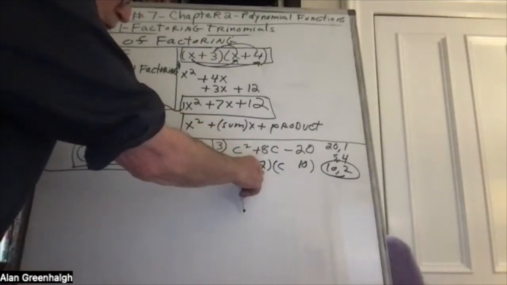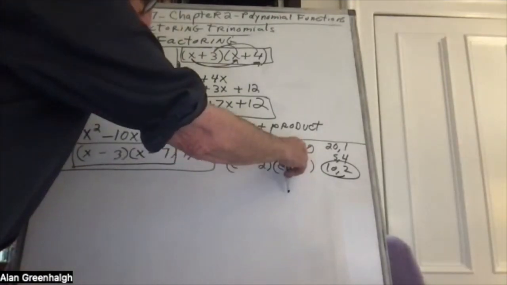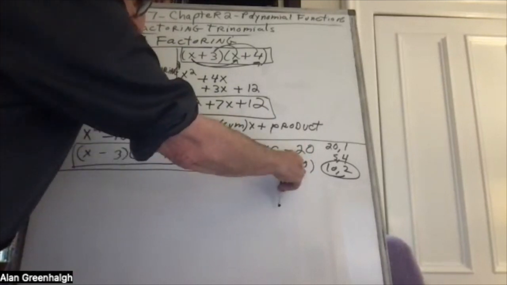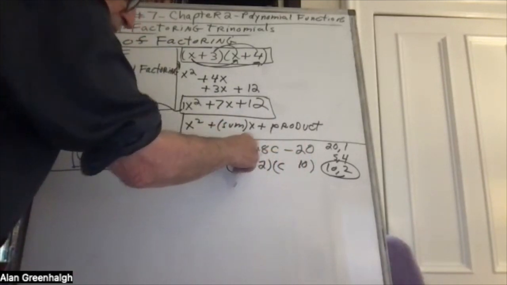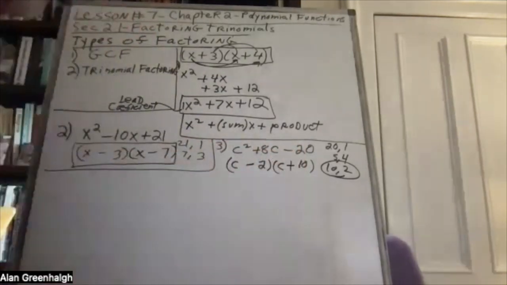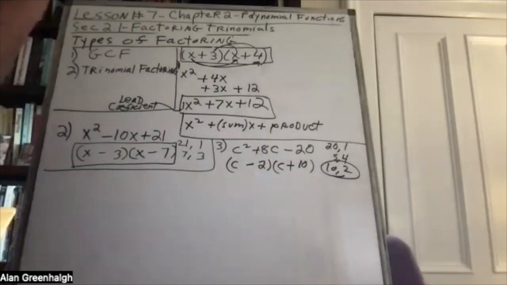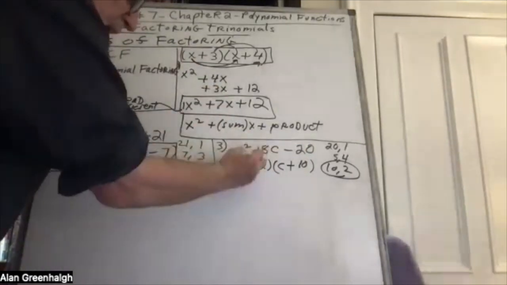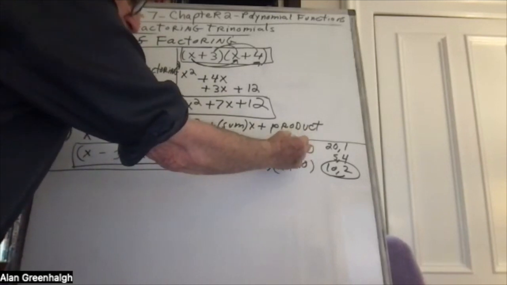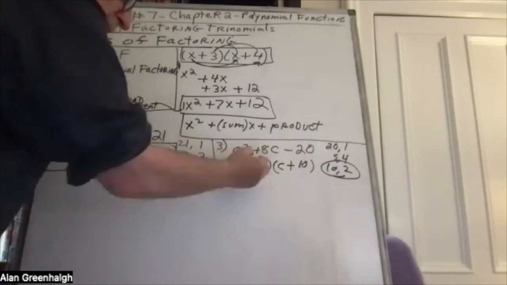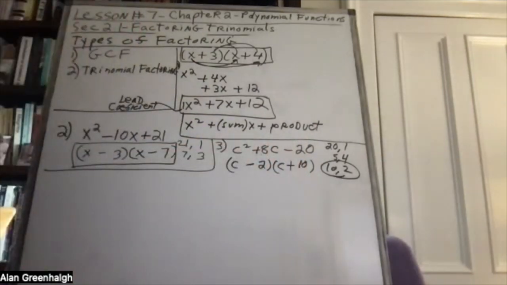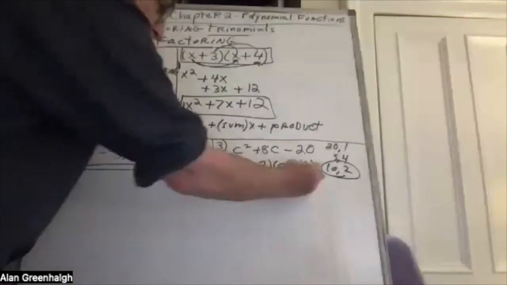So 2 times 10 will equal 20, and we have to get this combination to equal a positive. So obviously, this has to be positive, and this has to be negative. Because then, negative 2 times positive 10 is negative 20, and negative 2 plus positive 10 is positive 8. So this would be the answer to the question.